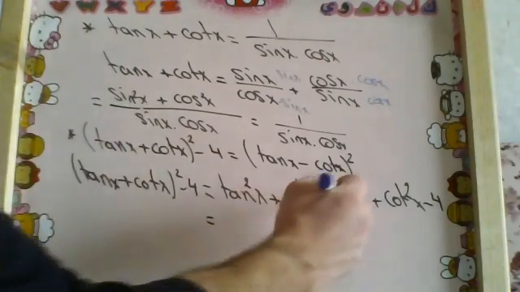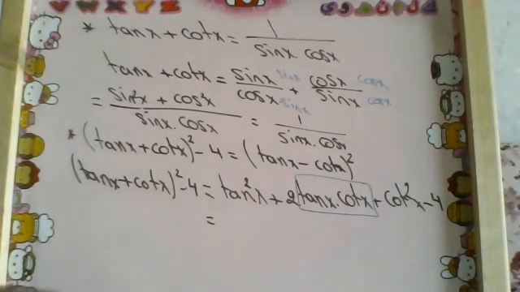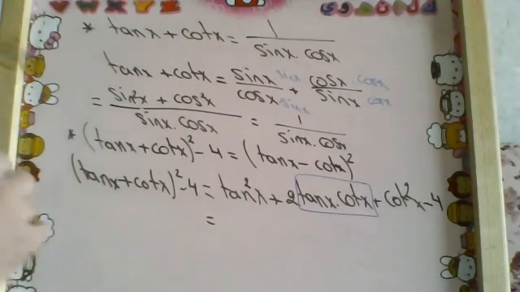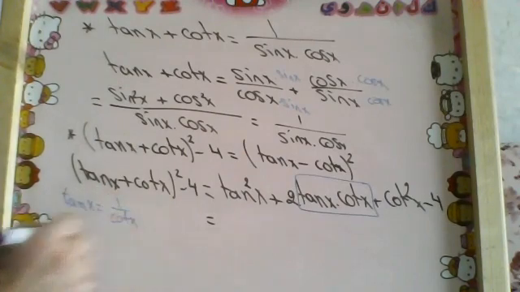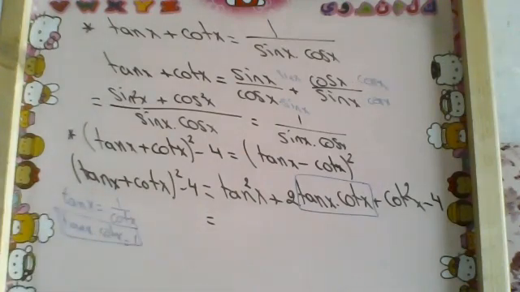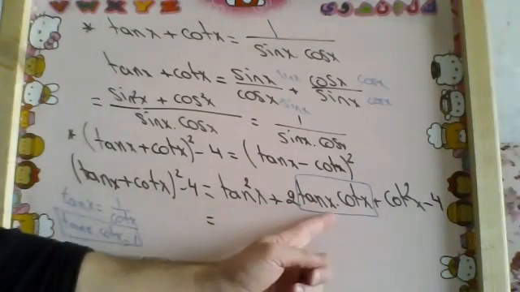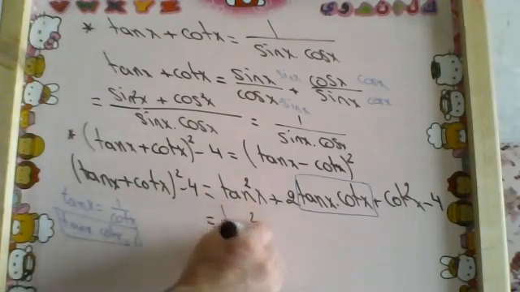All of you, what's the value of tangent x times cotangent x? 1. Tangent x times cotangent x is 1. To remind you, we said that tangent x is 1 over cotangent x. Then the product, tangent x times cotangent x, is equal to 1. So here we replace it by 1. Tangent x times cotangent x is 1. So we get tangent squared x plus 2.